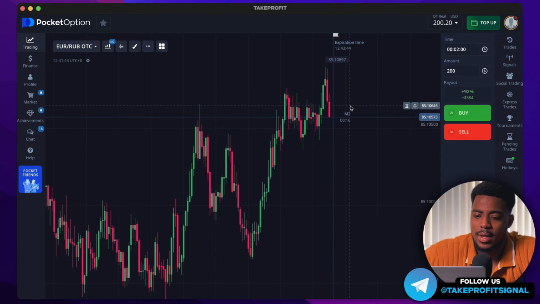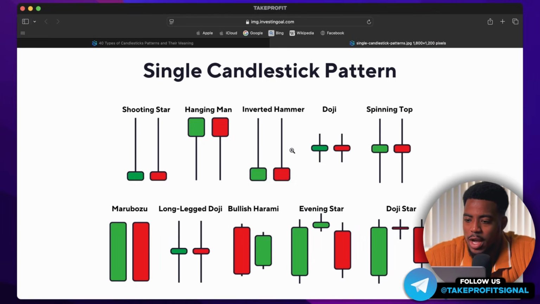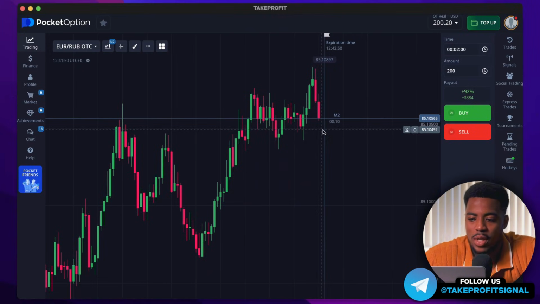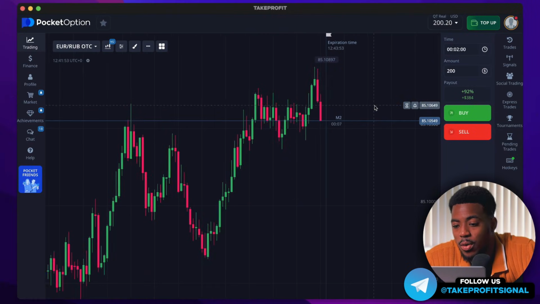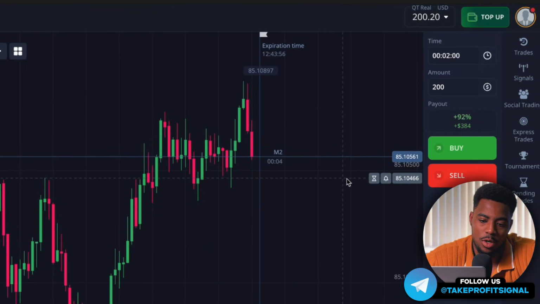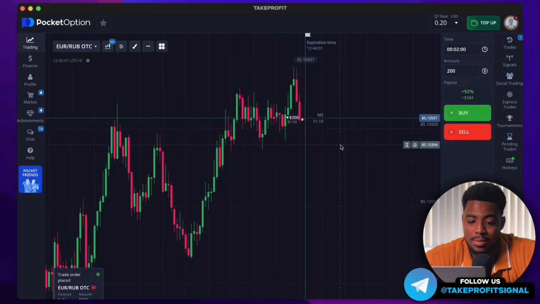So guys, let's learn about trading with candlestick patterns as we go along, because I'm going to try to increase my balance by at least $1,000 with only $200 of start deposit. I'm going to open my first trade now, and I'll explain why as I go along.